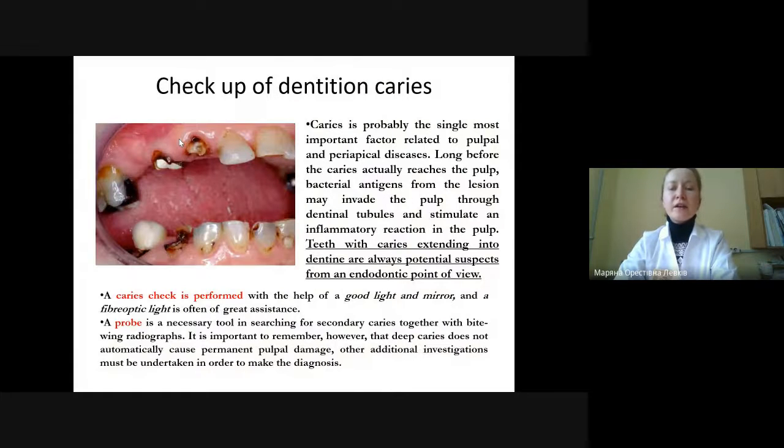In the oral cavity, the most typical disease that can be observed is dental caries. Long before the caries actually reaches the pulp, bacterial antigens from the lesion may invade the pulp through dentinal tubules and stimulate an inflammatory reaction in the pulp. Teeth with caries extended into dentine are always potential suspects from an endodontic point of view.